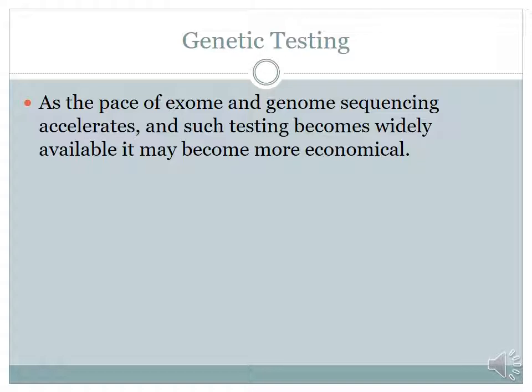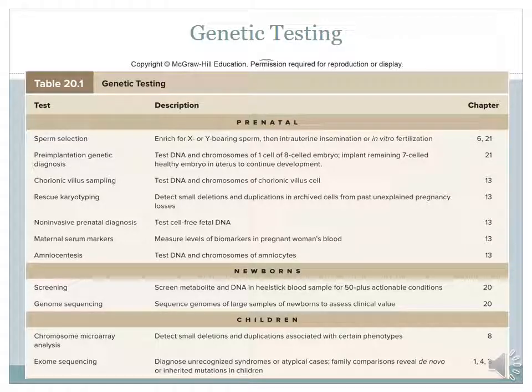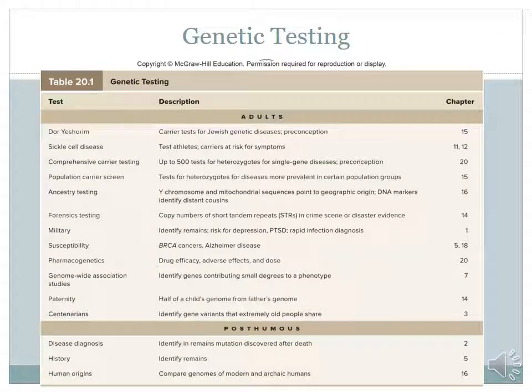If we look at the next charts, we're going to be able to see some of the tests that we look at. And if we look at them as far as a developmental time frame, we can see that these tests are at different periods of individuals' lives. This first slide shows tests that are given during the prenatal period, the newborn period, as well as in children. The examples on this slide are for tests for adults, as well as those tests that are given post-mortem.